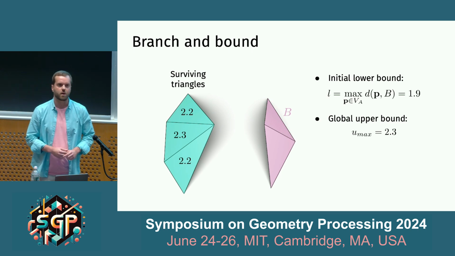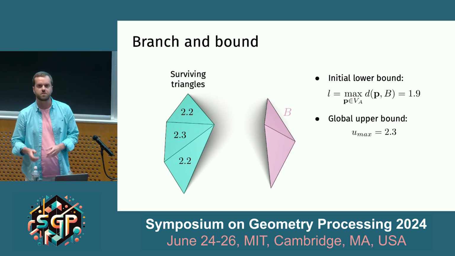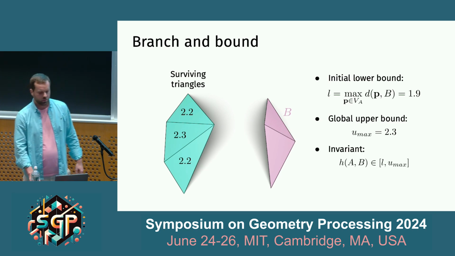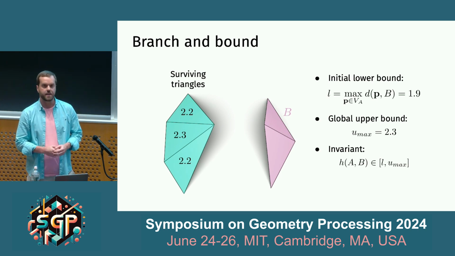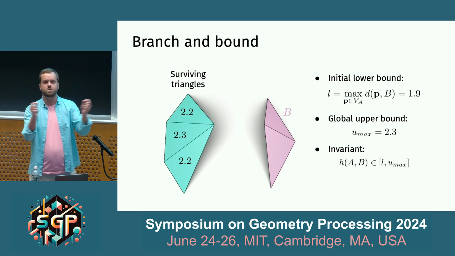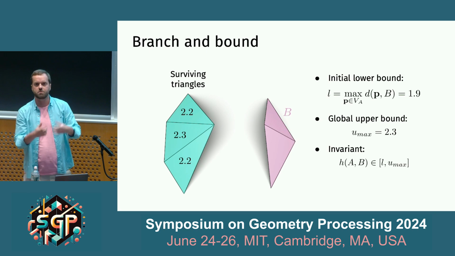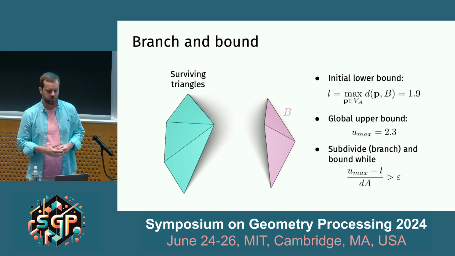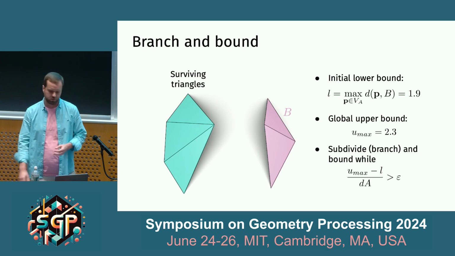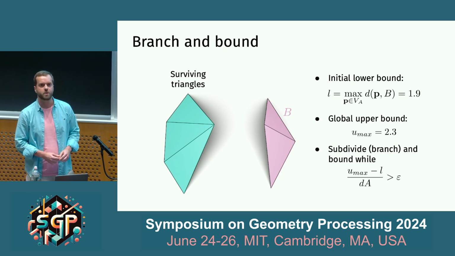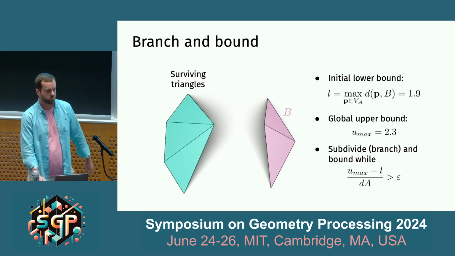At this point, the global upper bound for the distance from A to B is defined as the maximum of the upper bounds, in this case 2.3. During all steps, the Pompeiu-Hausdorff distance h belongs to the interval from the lower bound to the upper bound. And the goal is to update these values to shrink this interval to some given tolerance. We keep performing steps of subdivision and bound calculations while lower and upper bound are not closer than a user-prescribed tolerance. The division by dA, the length of the diagonal of the bounding box of A, ensures that the scale of the problem is taken into account.